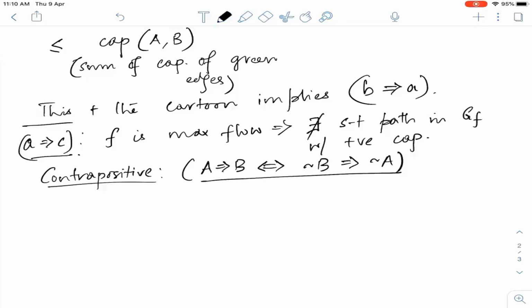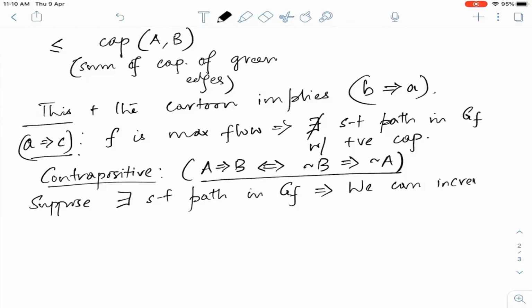Suppose there exists an ST path in GF, then this implies we can increment on F, which implies F is not max flow. Okay, that's it. So if A is true, then C has to be true.